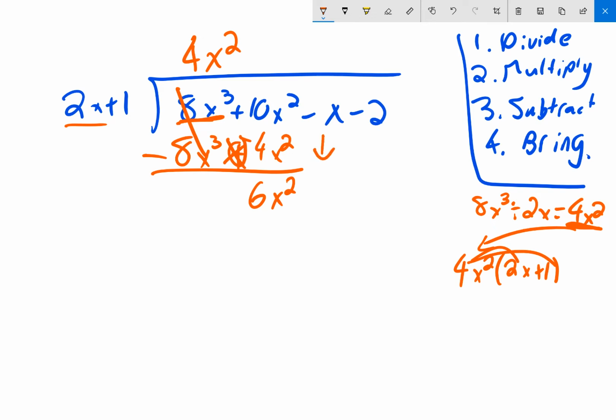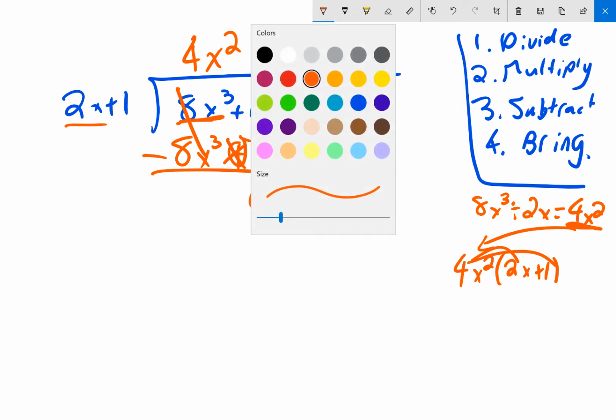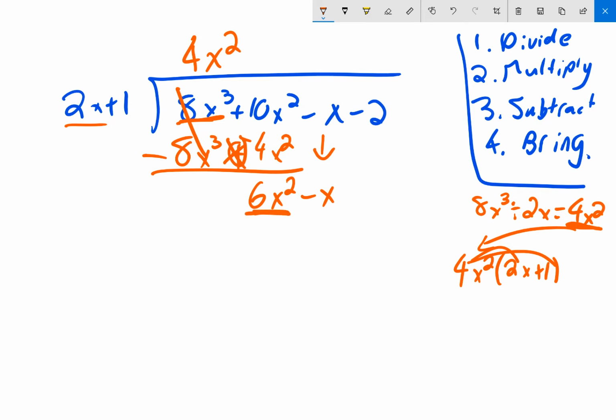Step 4 is to bring down the next term. So negative x, I'm going to bring that down. And now we repeat back to the beginning, divide. The first term on my inside, which is now 6x squared, divided by the first term on the outside. So we're doing 6x squared divided by 2x. 6 divided by 2 is 3, and x squared divided by x is x. So I'm going to put that 3x on top with the other answer, 4x squared. So I can see my progress a little bit. I know it's either option 2 or option 4 based on what I have at this point.